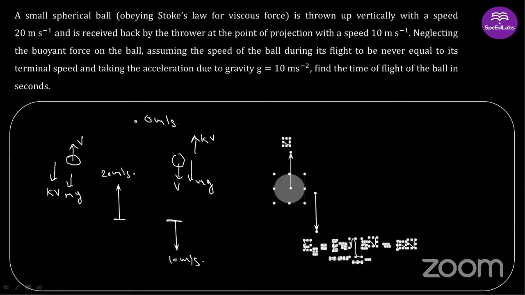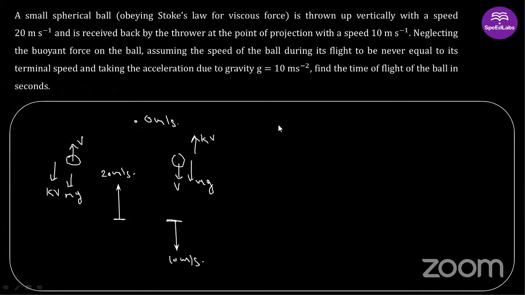So when it is going up, for that motion, I am writing F equals ma. What is the net force? Net force is mg plus kv. This is equal to mass into acceleration. Acceleration is in the downward direction. By the way, acceleration is dv by dt, but here that has to be negative, because the change in velocity is negative.